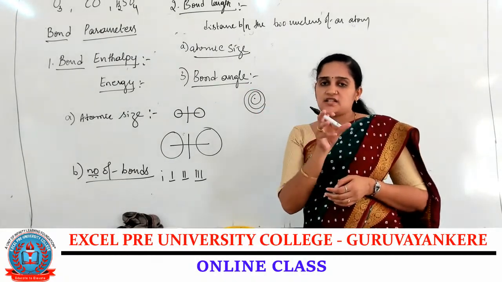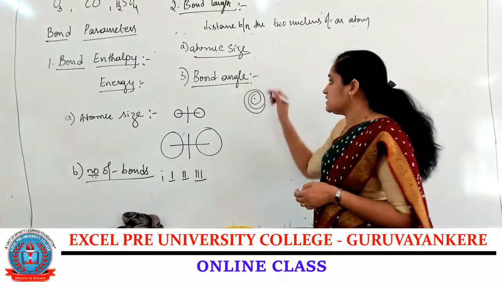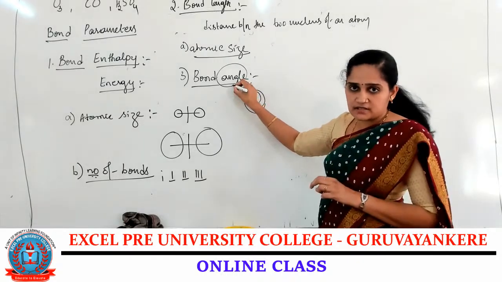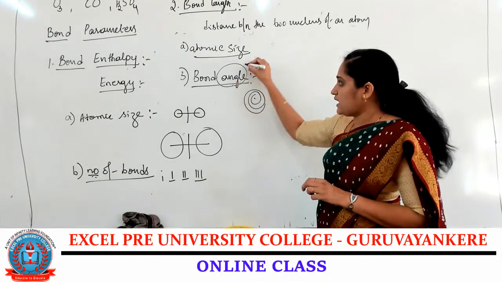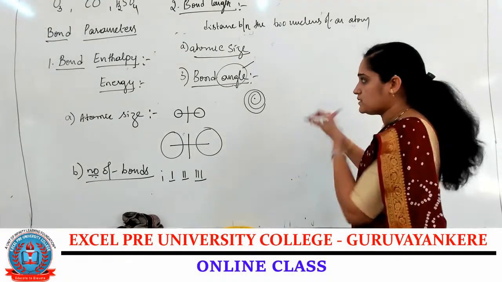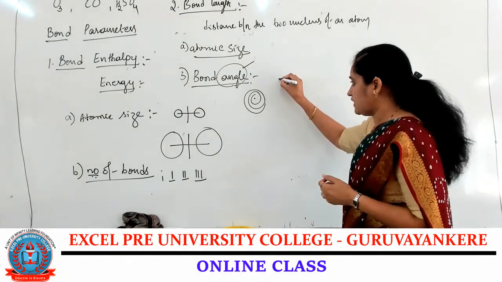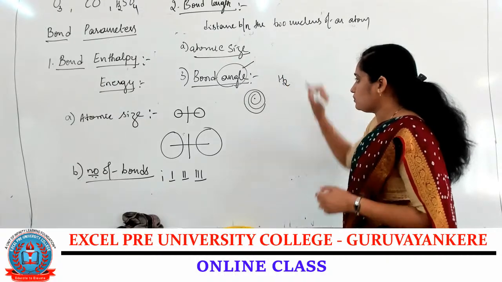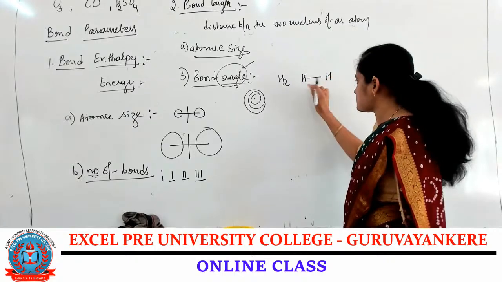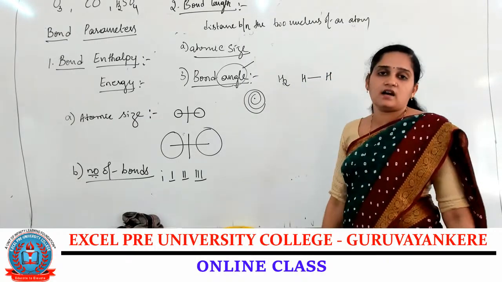So while arranging the atoms within the molecule, it shows some angle between the arrangement of atoms. That is nothing but the bond angle formation. The best example for this is the H2 molecule. In hydrogen, H is arranged like this. We cannot write a bond angle.